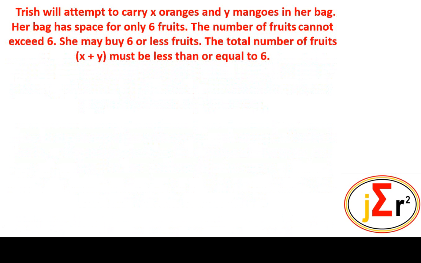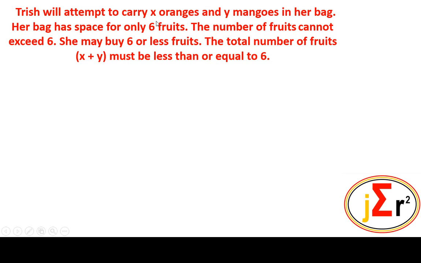Trish will attempt to carry X oranges and Y mangoes in her bag. Her bag has space for only 6 fruits. The number of fruits cannot exceed 6. What we have here is that she is attempting to carry X, which is the number of oranges, and Y, which is the number of mangoes, in her bag.